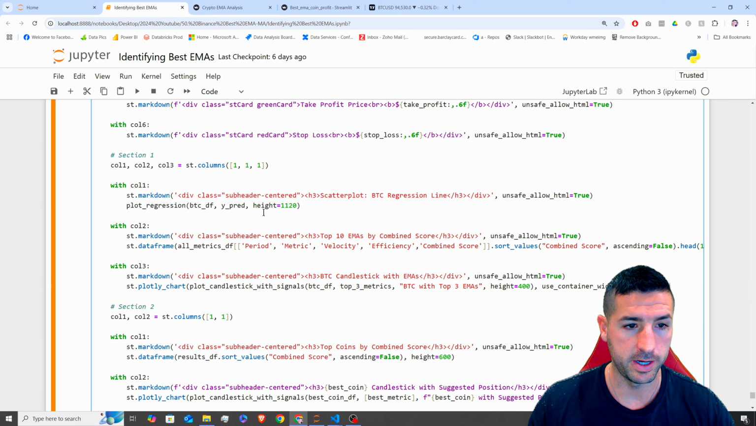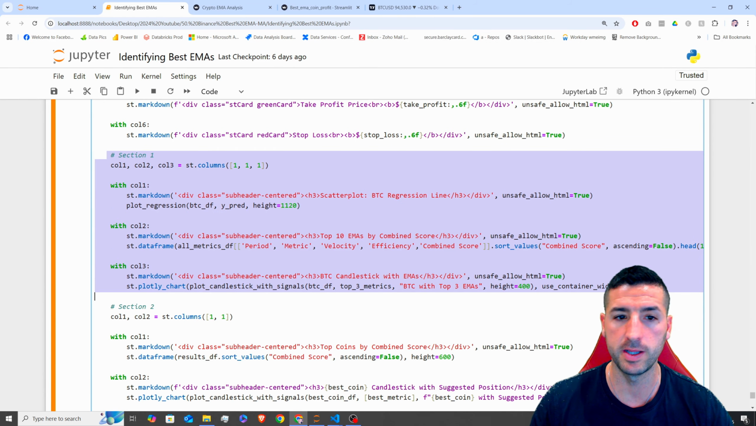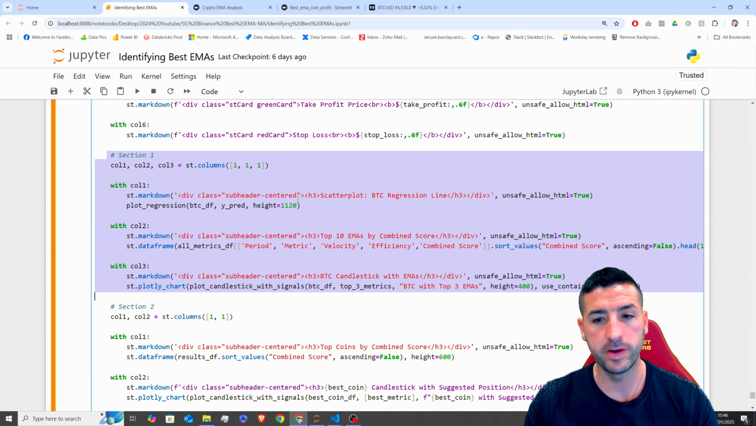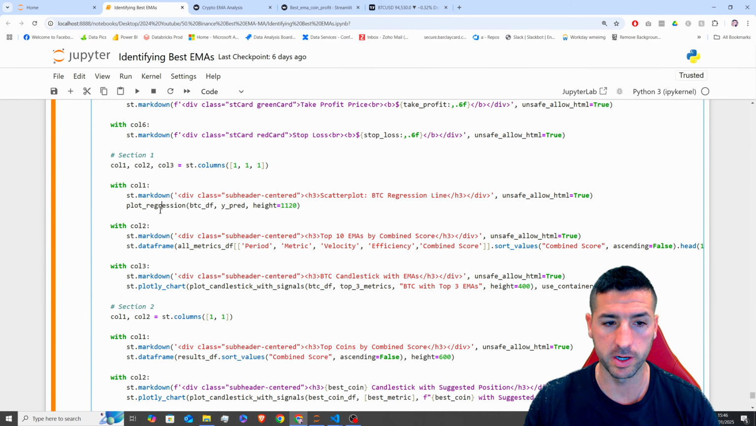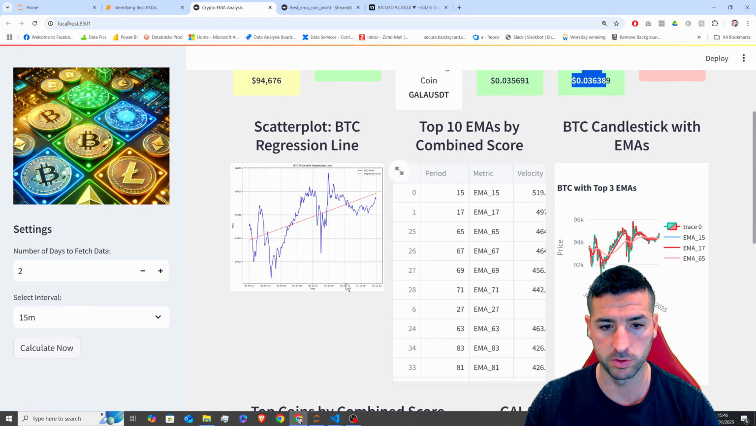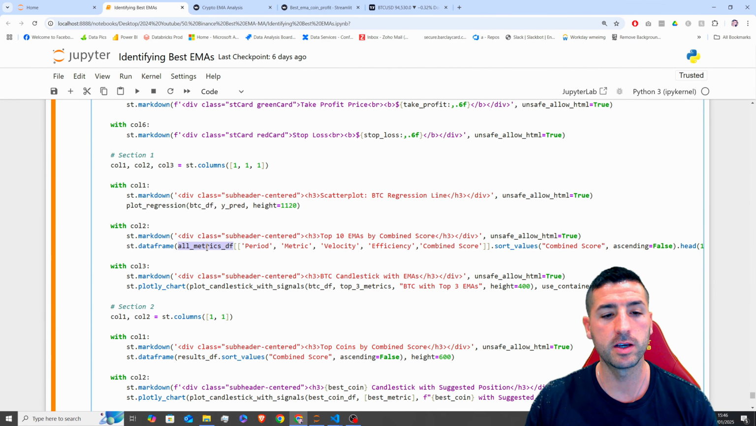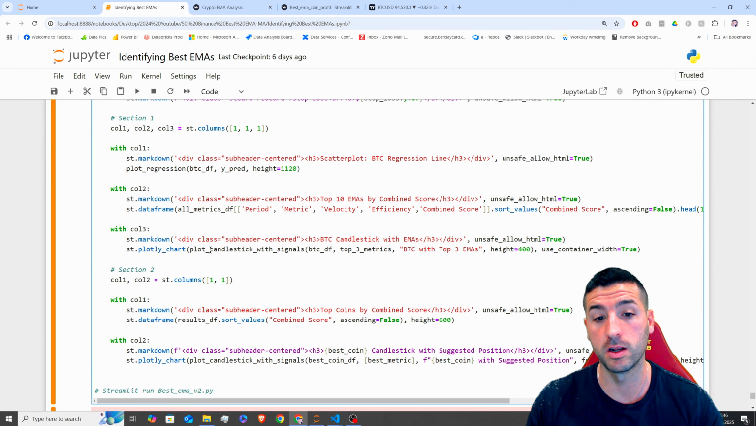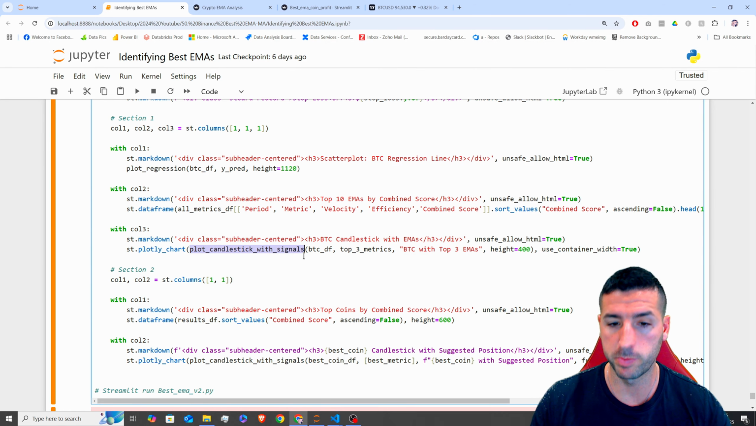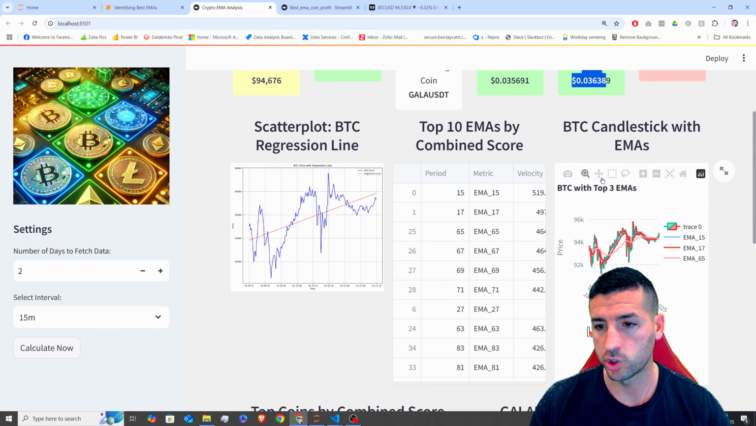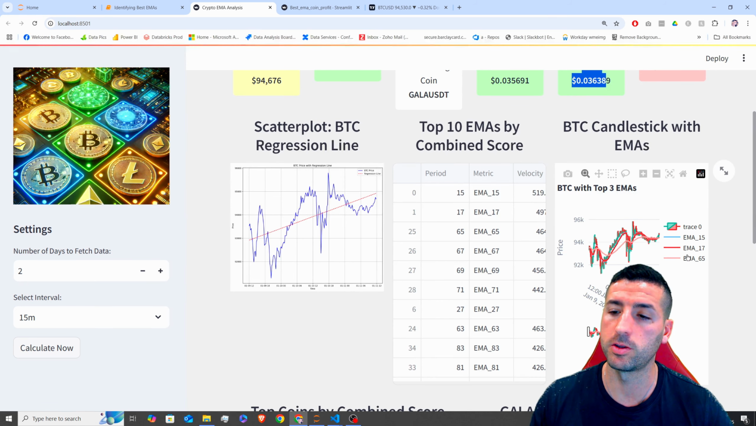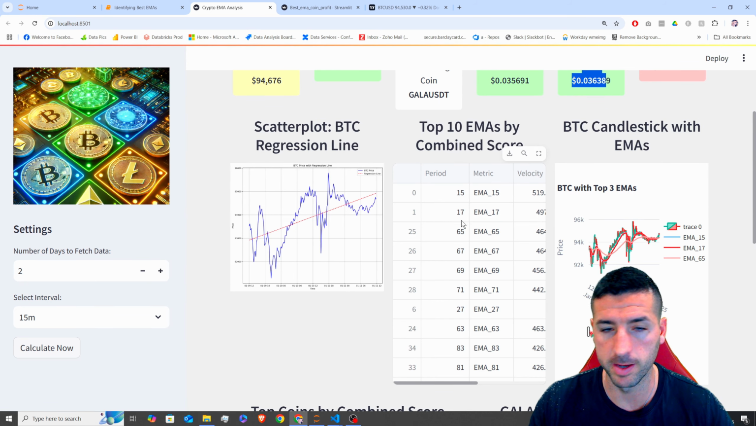Next, I have our section 1 over here, and it's separated into 3 columns. First, we have the plot regression, which is the plot regression you see here. Then we have the data frame with the top EMAs, which is, where is it? This one over here. And next we have the plot candlestick with signals function, which basically creates this candlestick chart you see over here with the top 3 best performing EMAs.